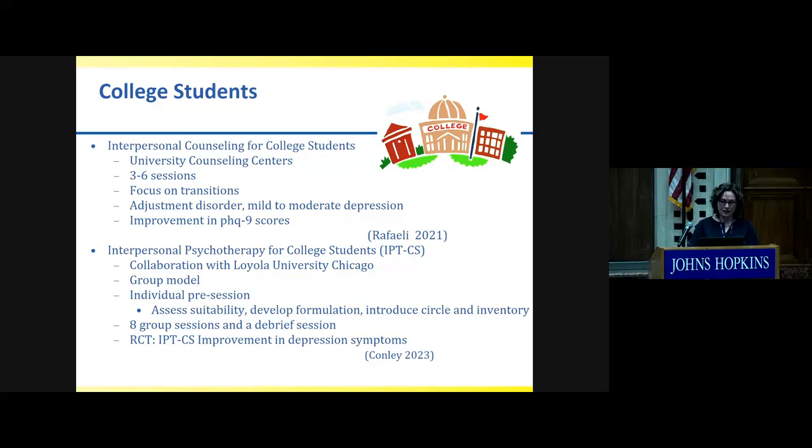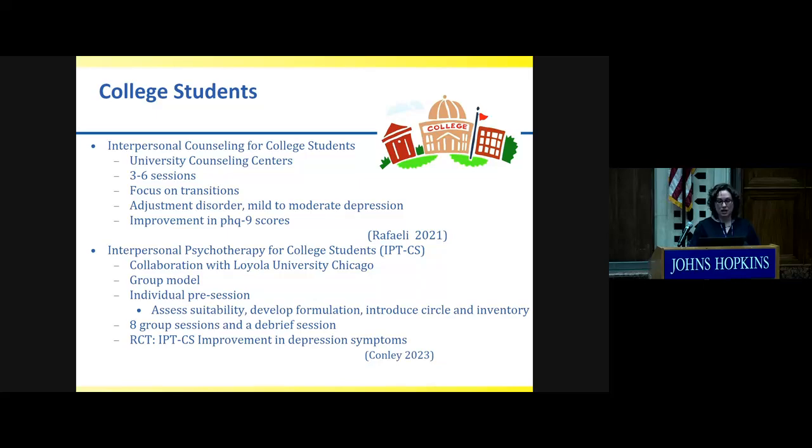So my colleague, Alexandra Raffaelli, developed interpersonal counseling for college students at university counseling centers. She initially developed it for international students while working at Tel Aviv University Counseling Center. I happened to meet her at a meeting, and we then talked about collaborating on expanding it to other college counseling centers. So we conducted a very small pilot study at Homewood and Amherst and found a statistically significant improvement in depression scores and college adjustment.